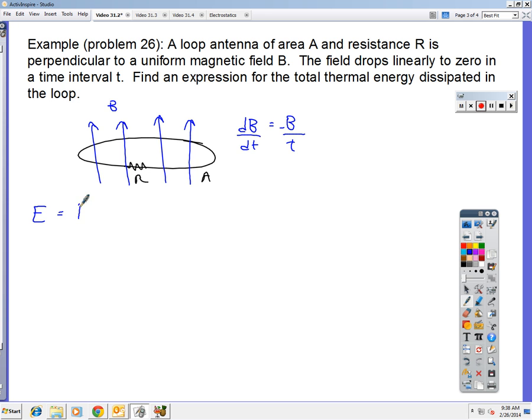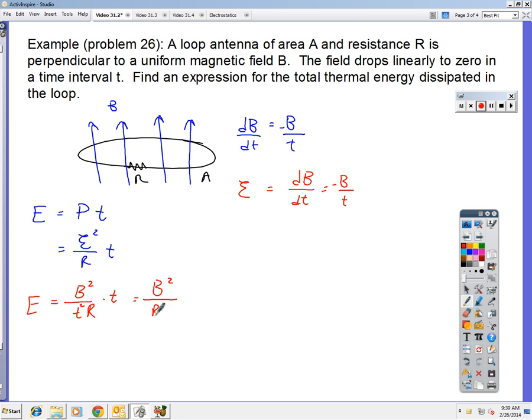Now remember, the total energy is equal to the power times the time, and the power is equal to the induced EMF squared over R. And so then we ask, well, what's the induced EMF? And it turns out that it's equal to dB/dt. And therefore, the EMF is negative B over t. If we square that, we get B squared over t squared R times t. So we get B squared over R t is the total energy dissipated.